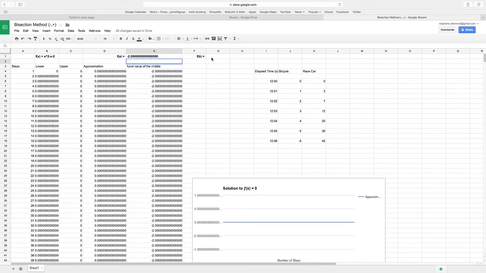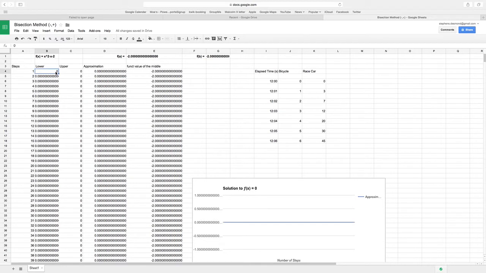Okay, f of b is over here. And so f of b would be the functional value at the upper endpoint. And so I'm going to put in here, this should be equals, because that's how I start a function. And then I click on this cell, which is C4. So that's going to be my upper limit, and that's supposed to get squared. Then minus, again, that x value, which is C4. And then minus 2, and I'll hit return. And of course, that gives me minus 2 as well. So I know that I don't have the right lower and upper limits because I just put 0, 0, so we just start fresh. Okay, so I can stick something in here and see what I get.